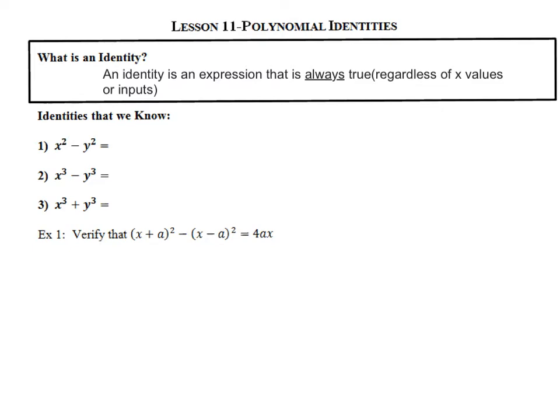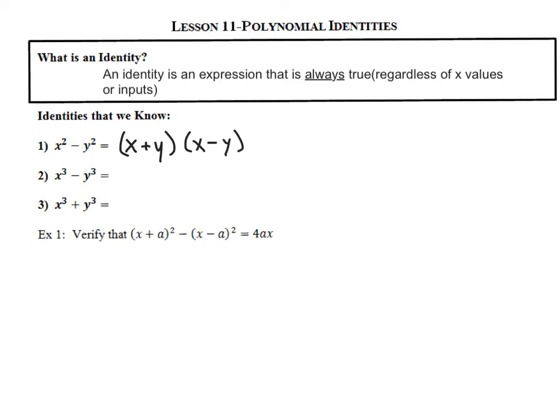Here are some identities that we are familiar with. The first one, x squared minus y squared. We should recognize that as the difference of two perfect squares. So we can rewrite x squared minus y squared as x plus y times x minus y. No matter what values we use for x and y, when I square x and subtract y squared, I will always get the answer x plus y times x minus y.